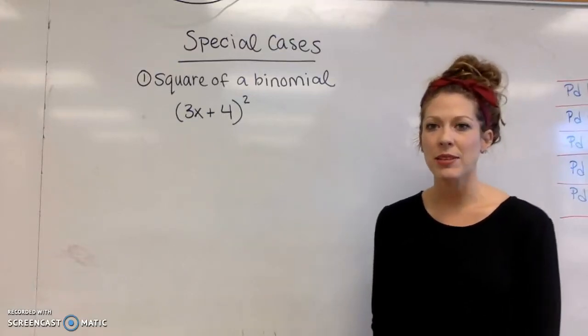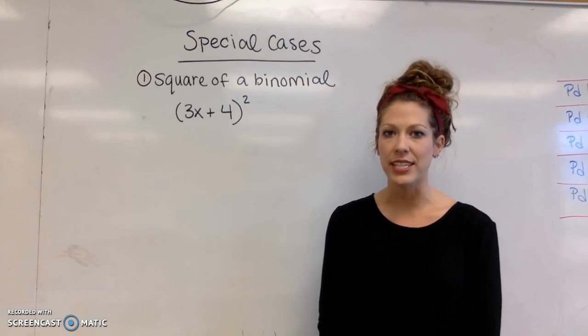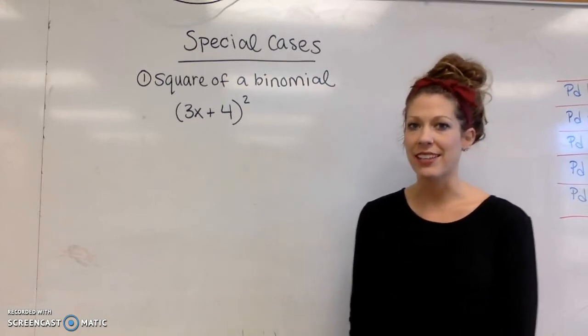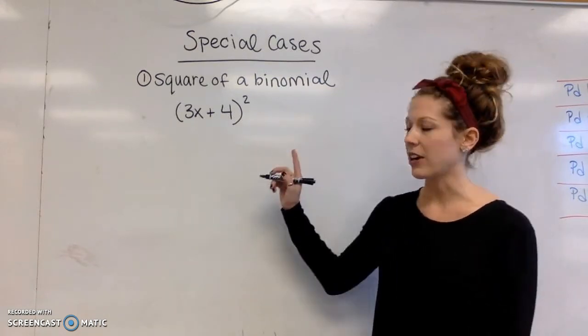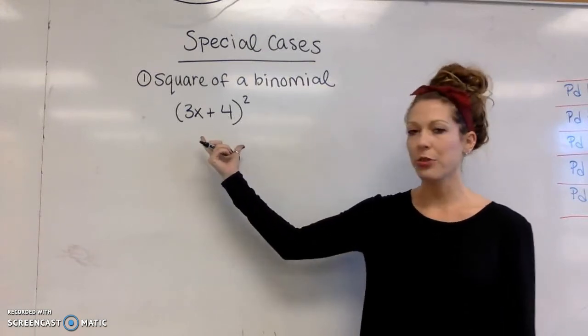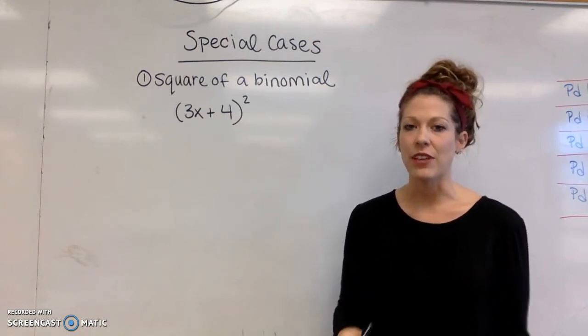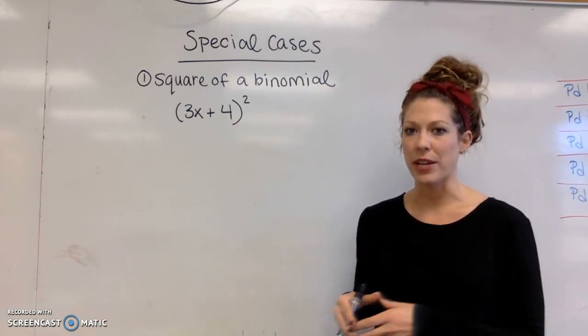We're going to talk about some special cases that happen when we're multiplying two binomials together. The first special case is when we have a square of a binomial. Like this is an example when we have the binomial 3x plus 4 squared. So the first thing you have to ask yourself is, what does it mean to square a binomial?